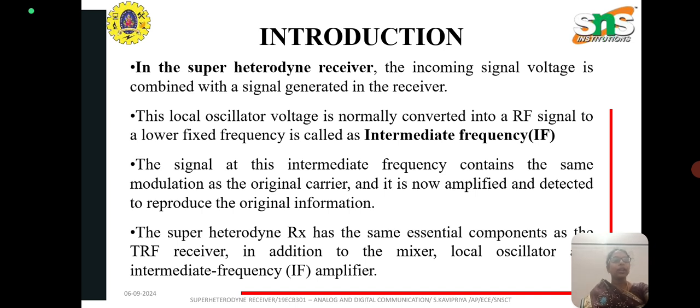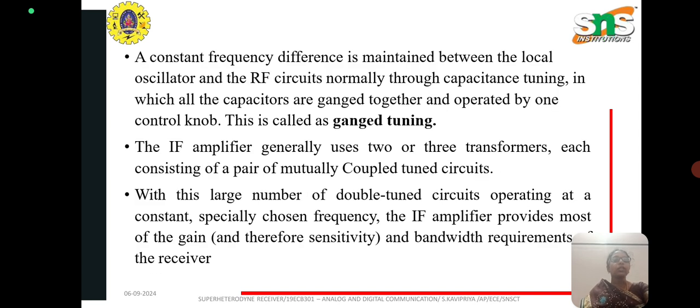The super heterodyne receiver has the same essential components as the tuned radio frequency receiver. In addition, a mixer, local oscillator and intermediate frequency amplifier are used. A constant frequency difference is maintained between the local oscillator and the RF circuits through capacitance tuning, in which all the capacitors are ganged together and operated by one control knob. This is called gang tuning.